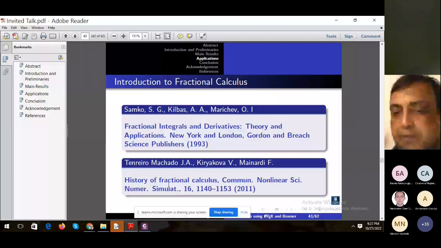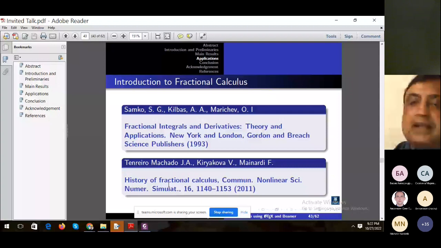Then Samko, Kilbas and Marichev are again using the same approach. I am inspired by them. They are using special functions in the kernel of the fractional operator and generalized many fractional operators. And they developed a very big volume, including many formulas and definitions of all kinds of fractional operators up to 1993. The name of the book is Fractional Integrals and Derivatives, Theory and Applications, published by Gordon and Breach Science Publishers in 1993.